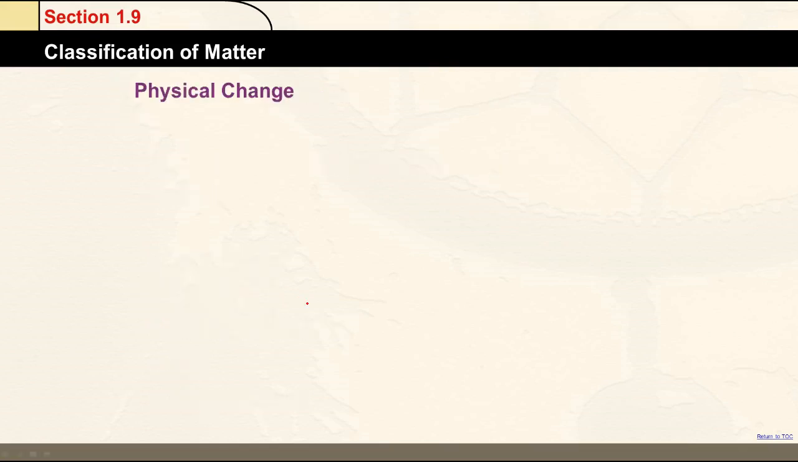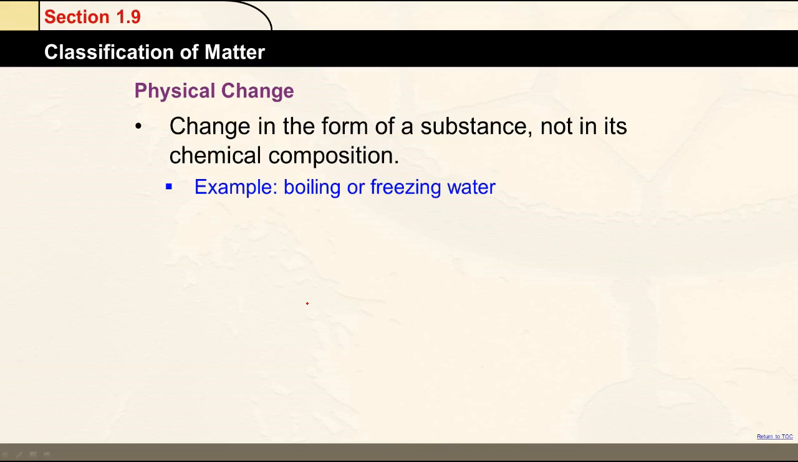The next thing that we need to talk about would be a physical change. Physical changes allow us to change the form of a substance, but not its chemical composition. The most common mistakes with physical changes would be boiling or freezing water. It is very common for students to think that boiling water would be a chemical change because the water is going from a liquid to a gas, and so they think it changes the chemical composition of the water. Or same thing with freezing, it's going from a liquid to a solid, so they think it's a chemical change. Get that out of your mind right now.